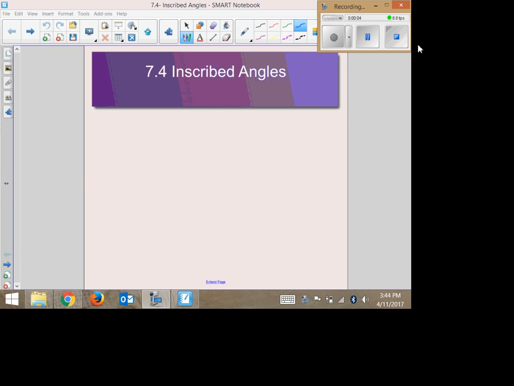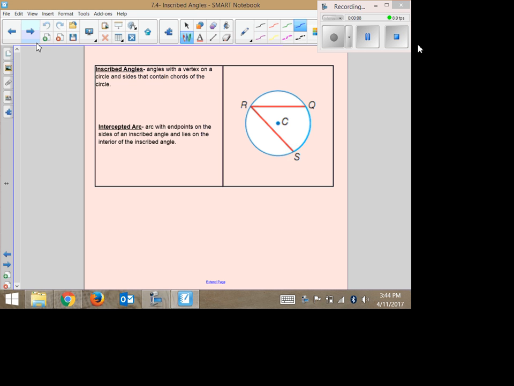Hello, so in 7.4 we are looking at inscribed angles. So take note here, an inscribed angle is an angle with a vertex on the circle and sides that contain the chords of the circle. So you should have vertex and chords. Here our vertex is R and we have chords of the circle going out to S and Q.